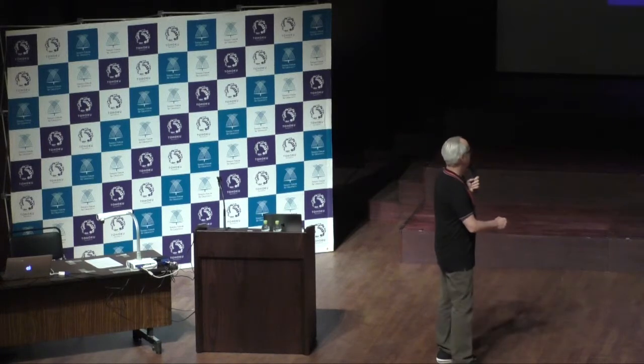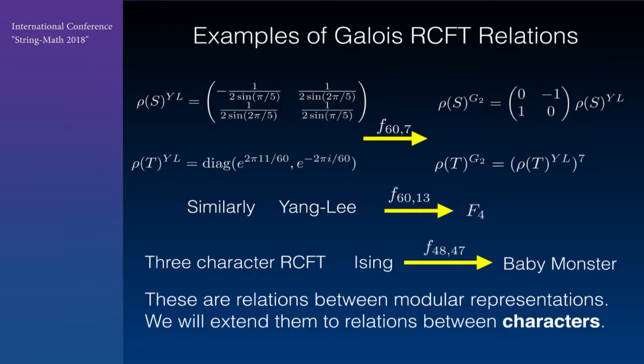But these are relations between the representations of the modular group provided in a rational conformal field theory. We're going to extend them to a relationship between the actual characters of the rational conformal field theory, and that relationship will then imply these Galois relationships as a consequence.